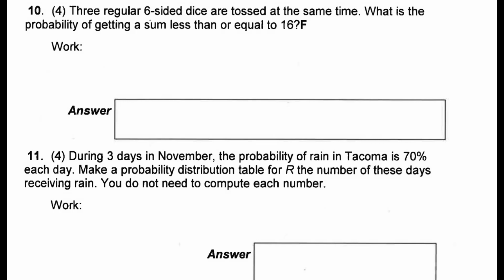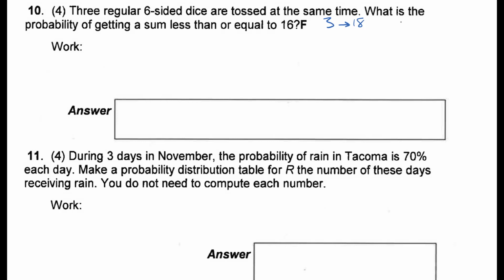All right, we got 3 regular 6-sided dice tossed at the same time. So what's the probability of getting a sum less than or equal to 16? Okay, so the smallest I could get would be a 3. So I could get a 3 up to, if I get all 6s, 18. So really, I only need less than or equal to 16, and there are so many to do that way.